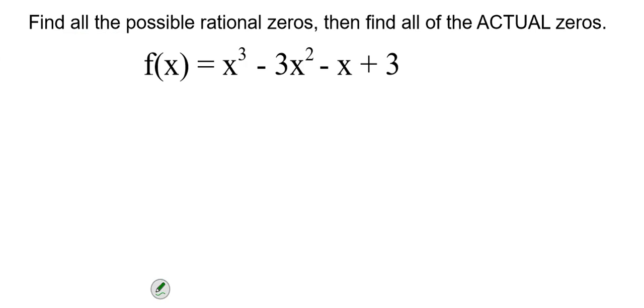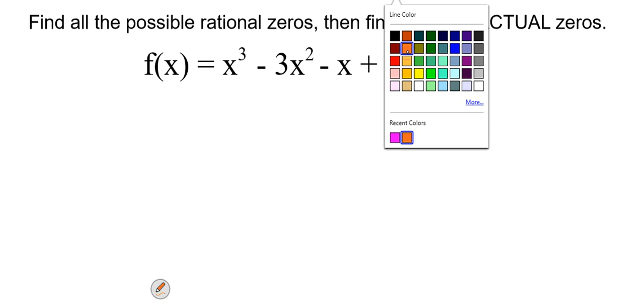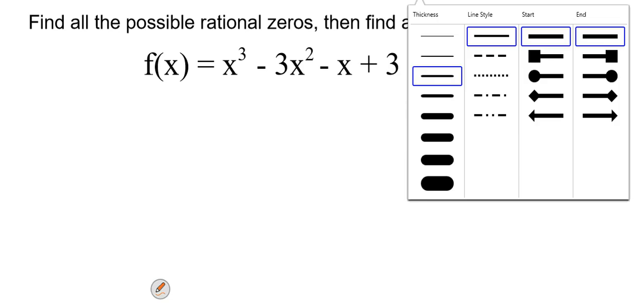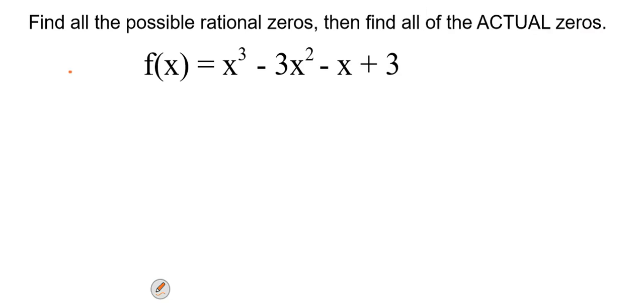So here we go. When you see find all the possible, let's use orange, all right, when you see use all or find all the possible rational zeros, that's a hint. Find your P's and Q's, right? That's going to give you your possible rational zeros. So here we go. My P, once again, on the same polynomial, is plus or minus 1, plus or minus 3, and the Q, thank goodness, is just plus or minus 1, right?